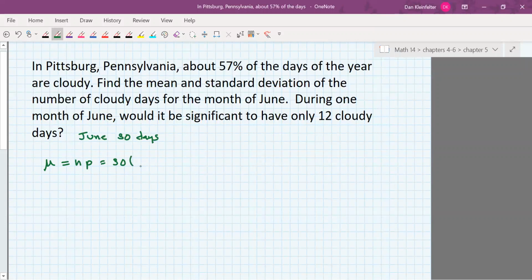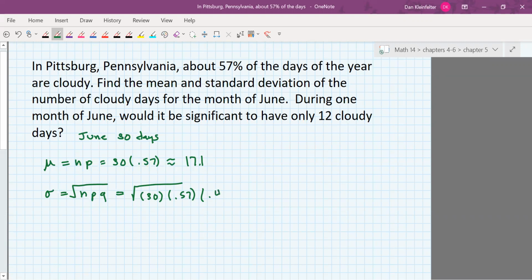There are 30 days, out of which 57% are cloudy. So we should expect about 17.1 cloudy days. The standard deviation is the square root of NPQ, so the square root of 30 times 0.57, the probability of getting a cloudy day, times 0.43, the probability of a not cloudy day. That's about 2.7. So the mean is 17.1 and the standard deviation is 2.7.